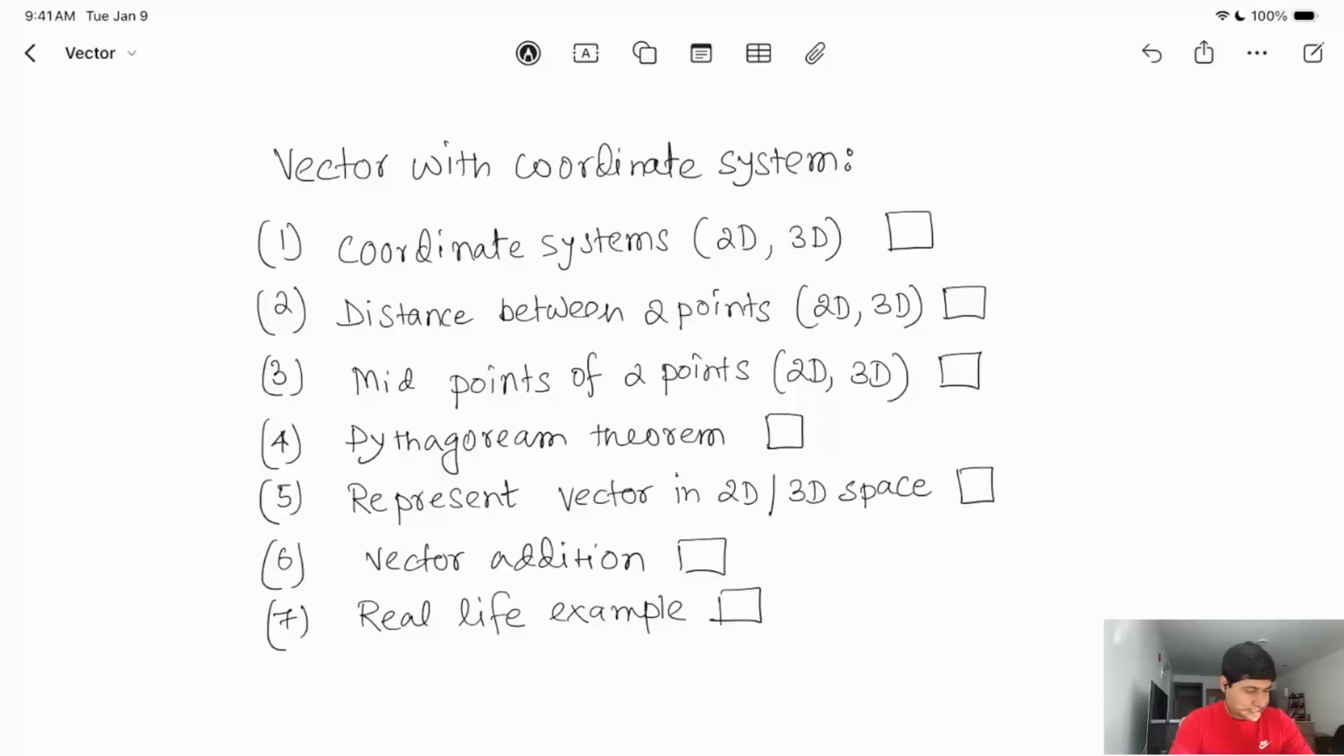Today in this lecture we'll understand about vectors. But vectors without a coordinate system are very hard to understand, so I personally prefer that we understand a bit about the coordinate system first and then we can understand vectors. And vectors are widely used in physics, so let's understand it clearly.